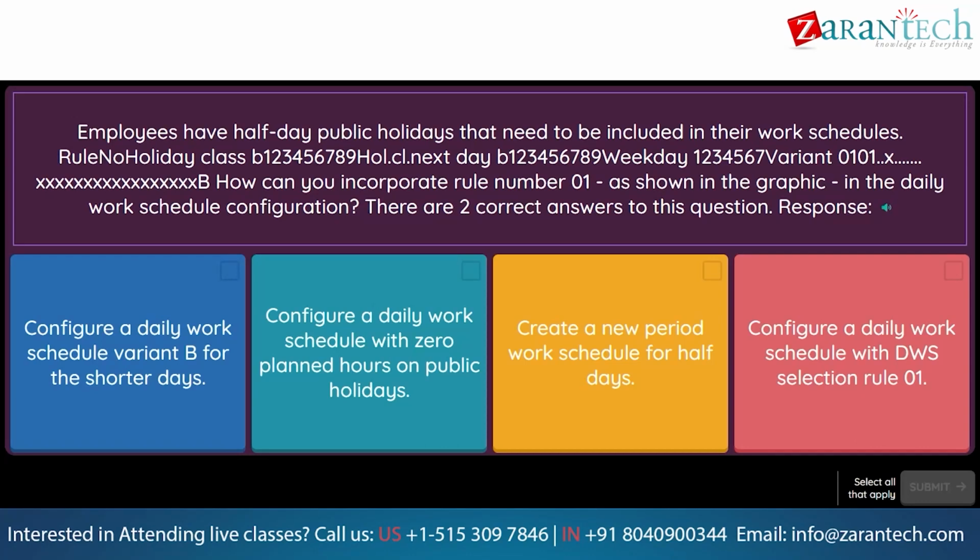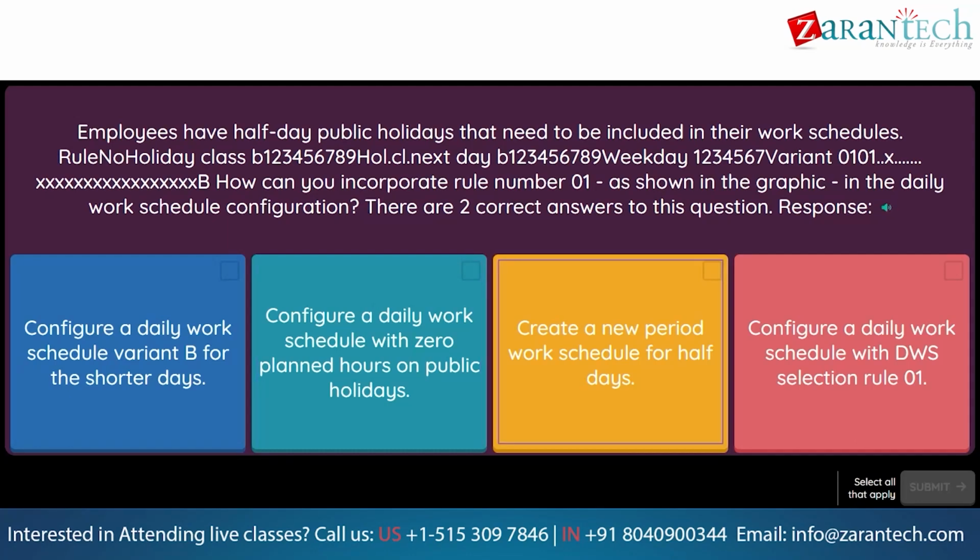In the daily work schedule configuration? There are two correct answers to this question. Response. Option 1, configure a daily work schedule. Variant B, for the shorter days. Option 2, configure a daily work schedule with 0 planned hours on public holidays. Option 3, create a new period work schedule for half days. Option 4, configure a daily work schedule with DWS selection rule 01.